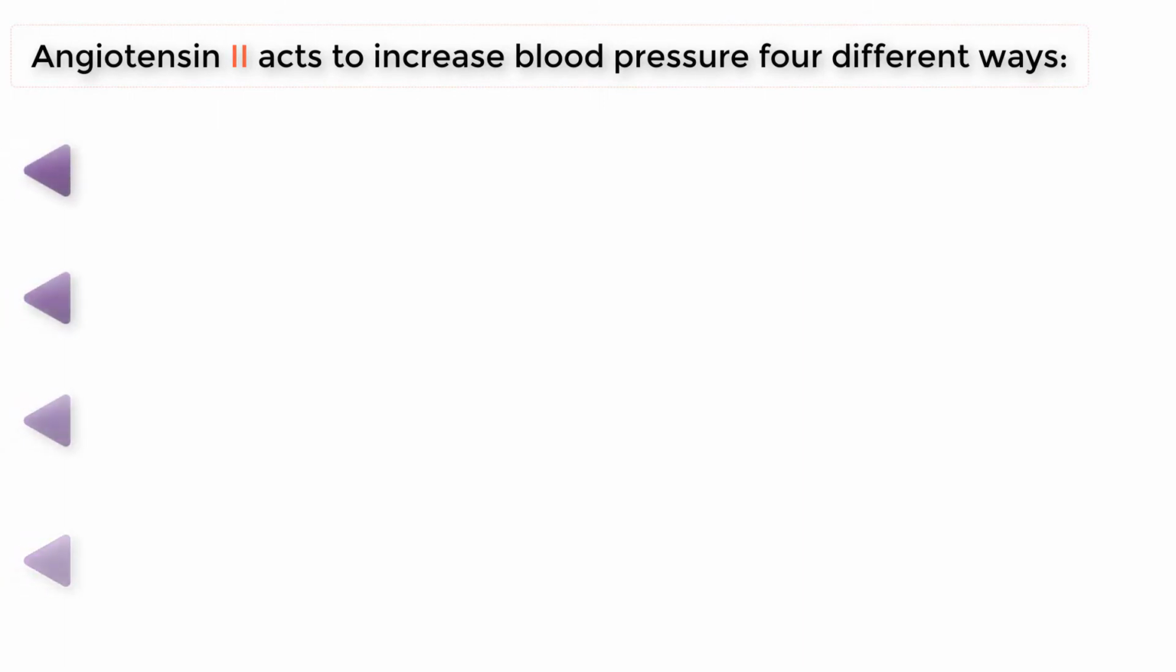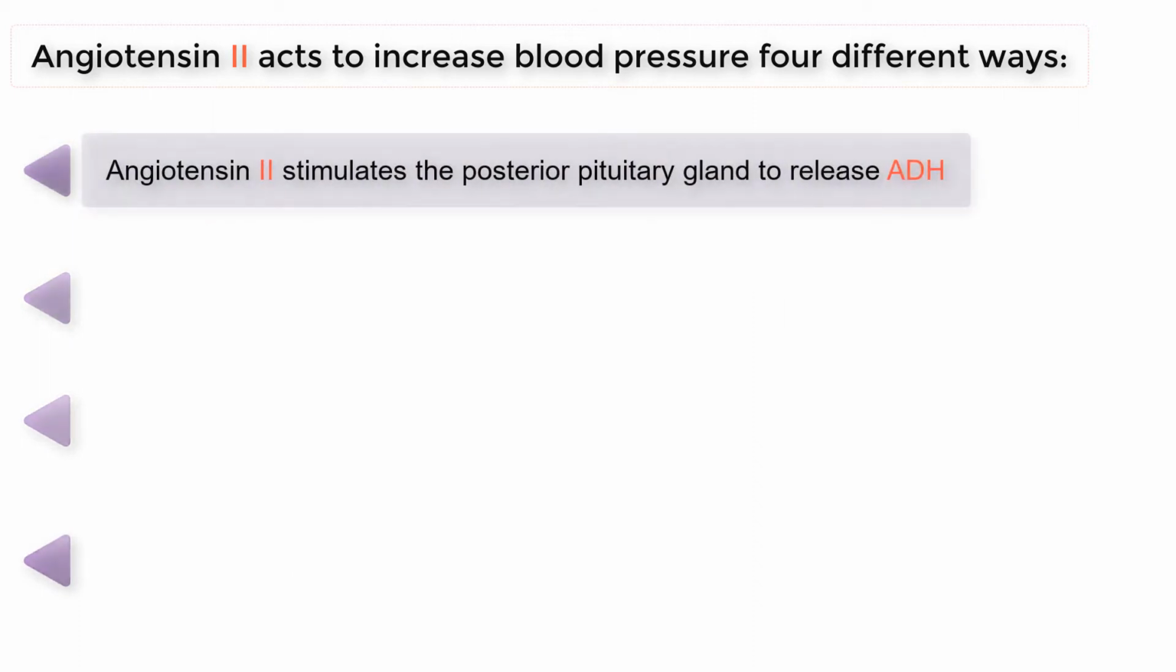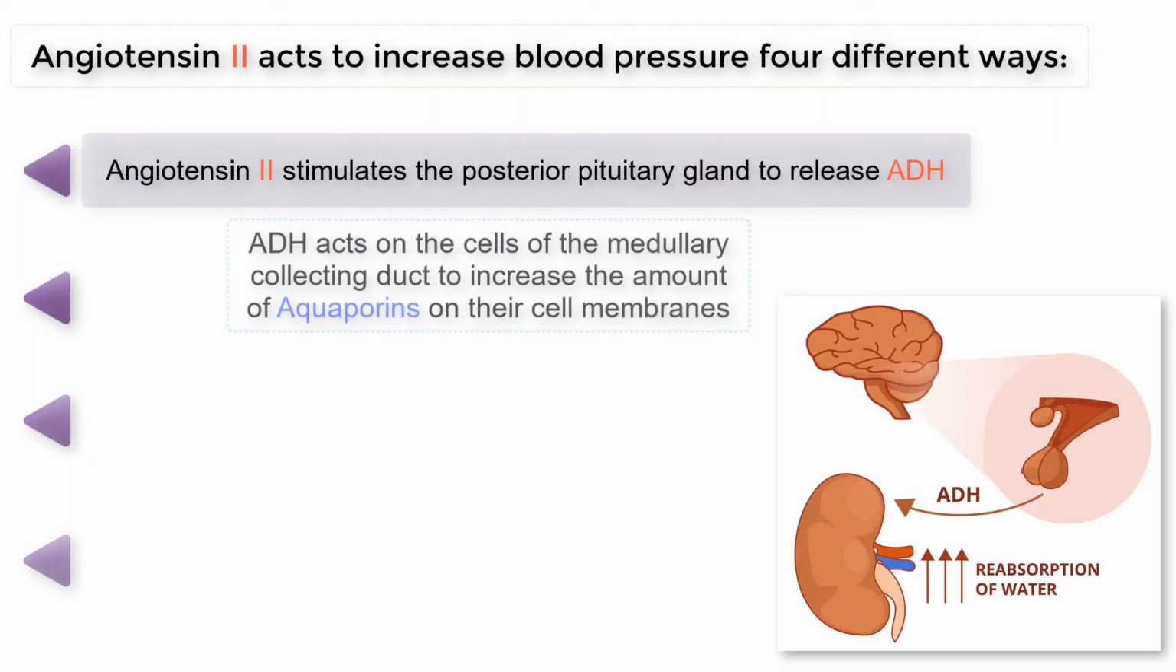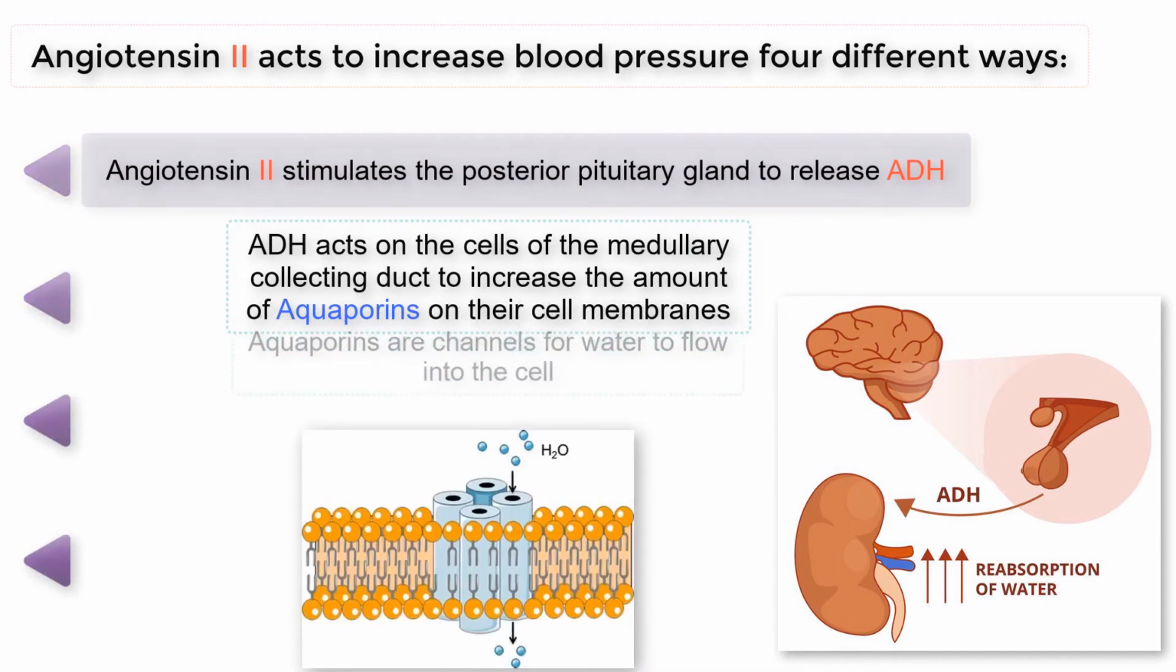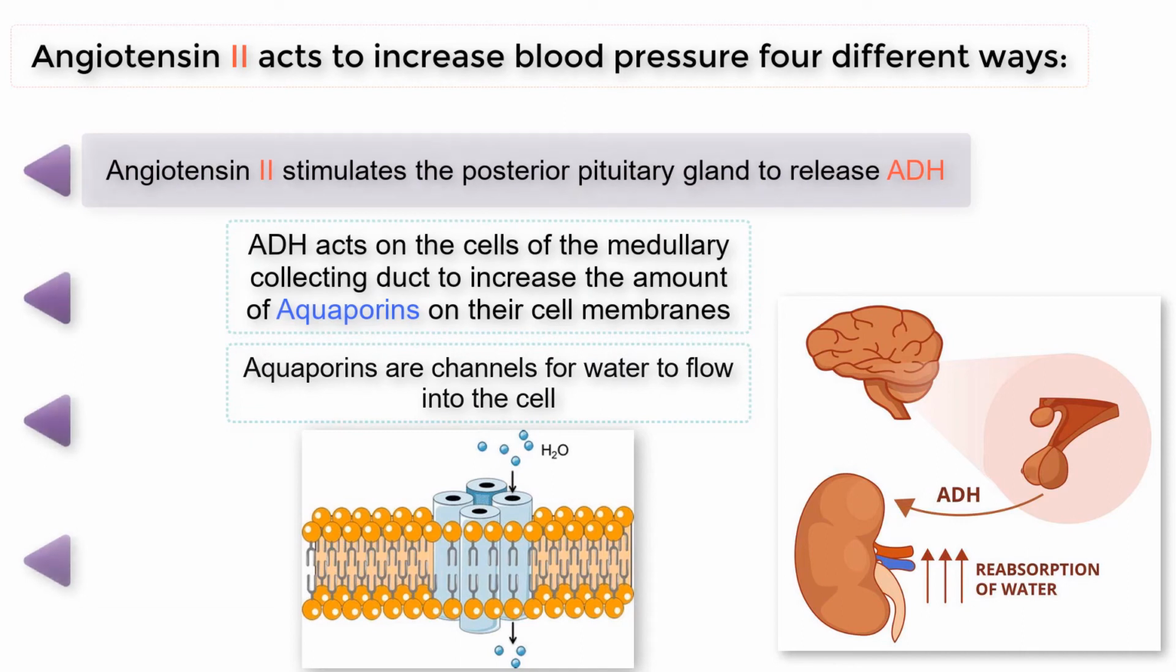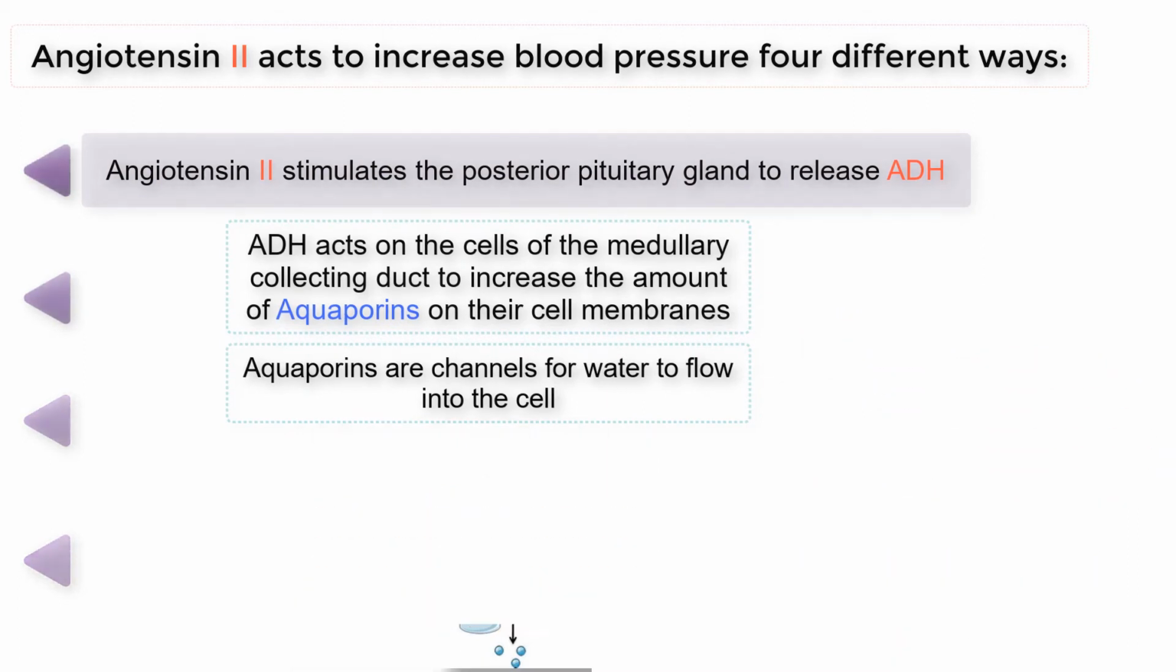Number 1. Angiotensin II stimulates the posterior pituitary gland to release antidiuretic hormone, or ADH. ADH acts on the cells of the medullary collecting duct to increase the amount of aquaporins on their cell membranes. Aquaporins are channels for water to flow into the cell. The water can diffuse from the filtrate through the cells of the medullary collecting duct and into the blood, thus increasing the amount of water reabsorbed, which increases plasma volume and increases blood pressure.